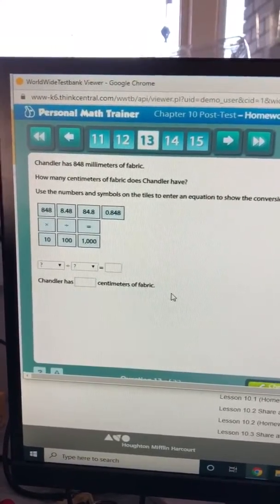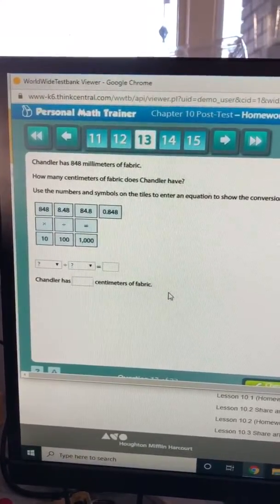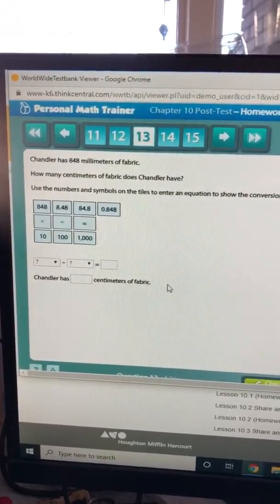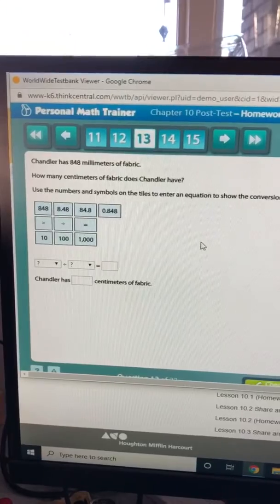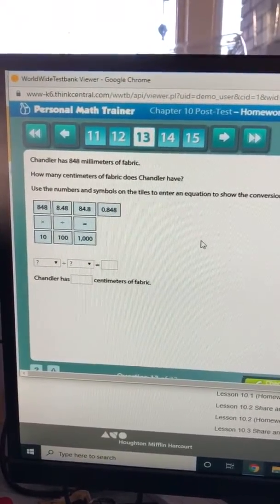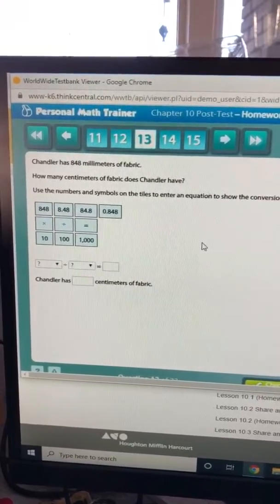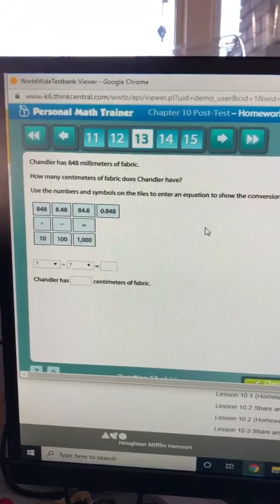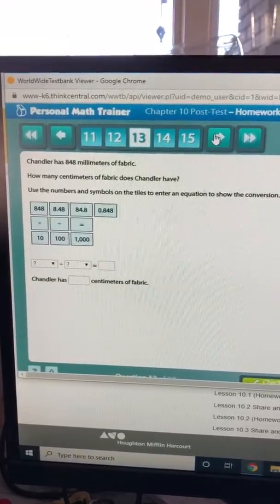848 millimeters of fabric. Let me just tell you, in the real world, nobody measures fabric this way, and I'm quite sure that we skipped this problem. However, if you want to make sure you truly have the skills down, go ahead and do the problem and see if you're right or wrong. The practice test is not for a grade, it is just for practice.